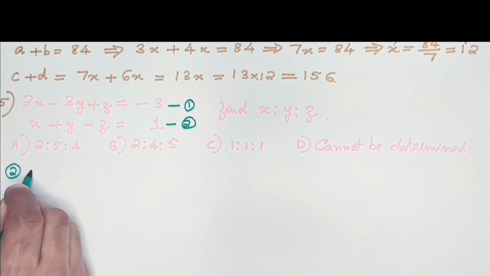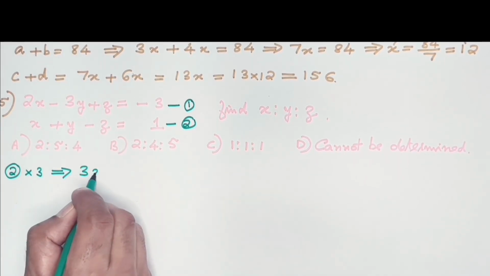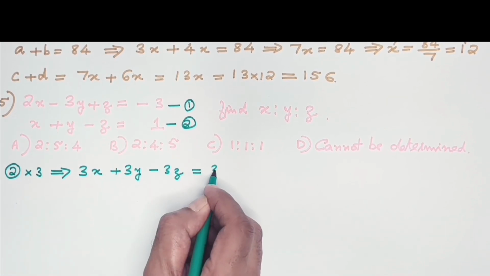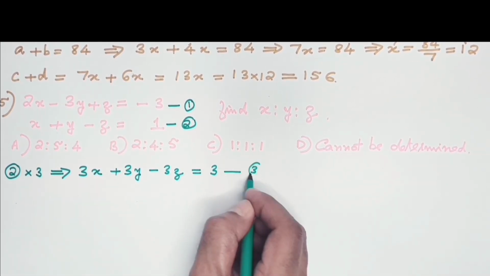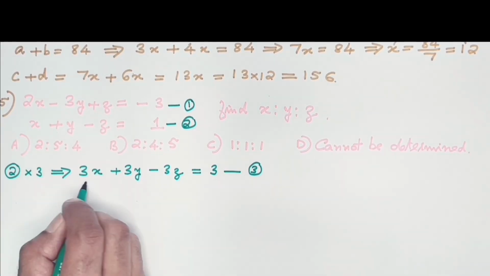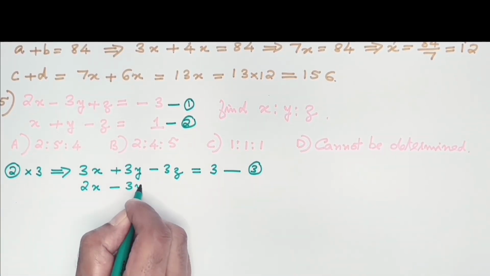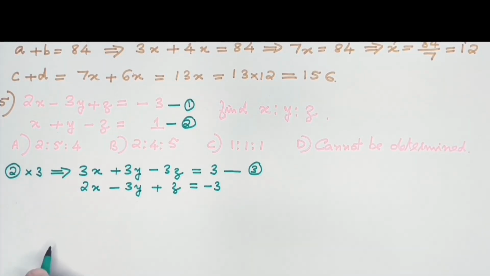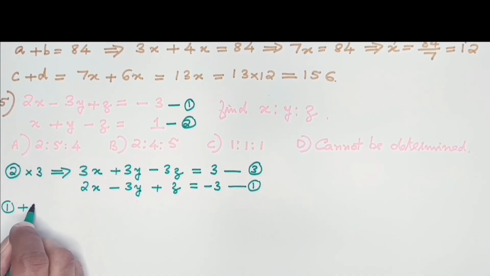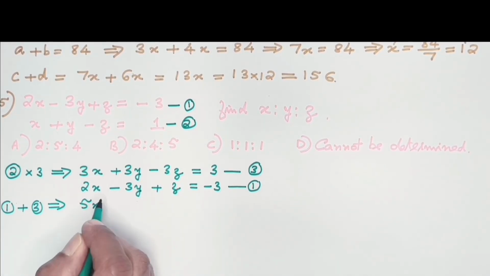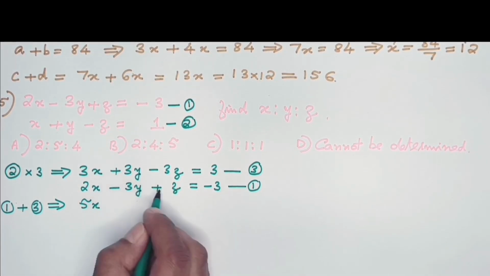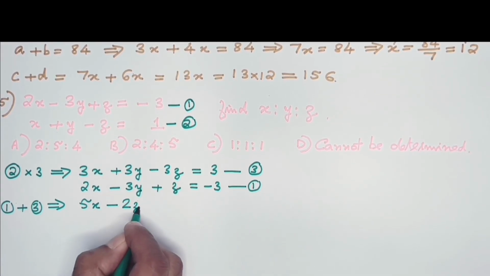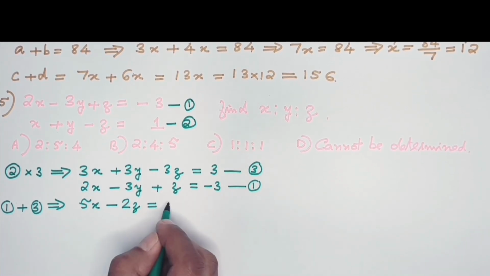Multiply the second equation by 3 throughout the equation. 3x plus 3y minus 3z equal to 1 multiplied by 3, 3. Call this equation 3. Let me write the first equation below this one. 2x minus 3y plus z equals minus 3. In the next step, we will add these two equations. 3x plus 2x, 5x. Plus 3 minus 3, these two will cancel out. Here minus 3z, here plus z. On adding, you will get 2z. And the right side plus 3 minus 3, 0.